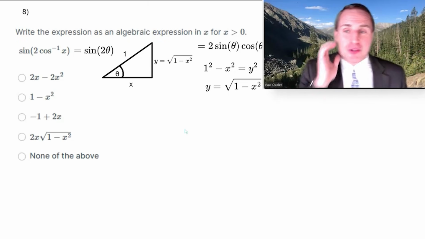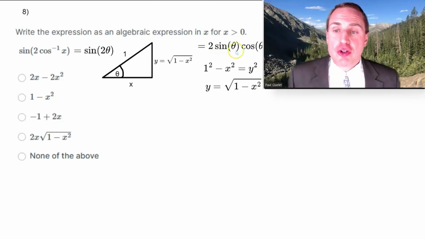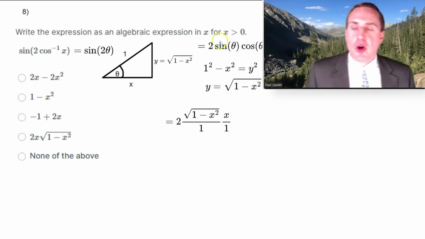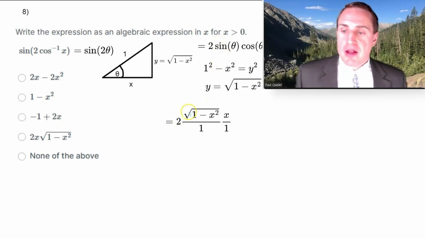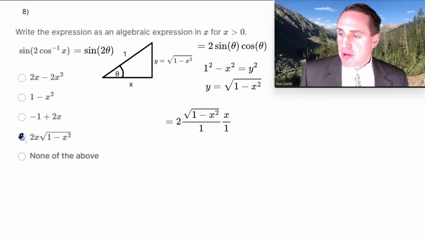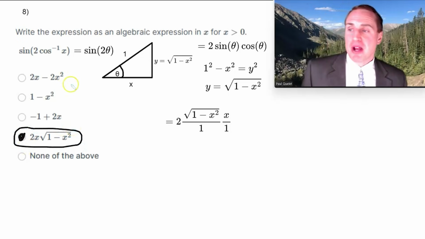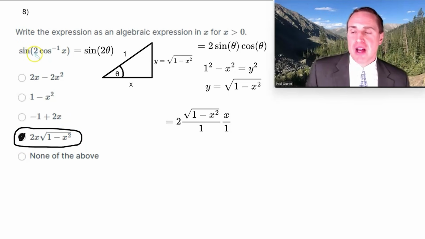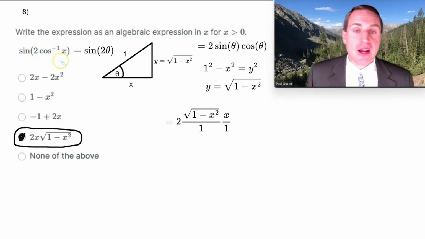Now we have all the sides of the right triangle and we can express 2 sine theta cosine theta. So sine of theta is going to be the square root of 1 minus x squared over 1, since the hypotenuse is 1, and then cosine is going to be x over 1. But then we could just rearrange these by multiplying. So I think it's going to be 2x times the square root of 1 minus x squared. So that will be exactly this fourth choice here. So that is the algebraic expression for the sine of 2 times the inverse cosine of x.